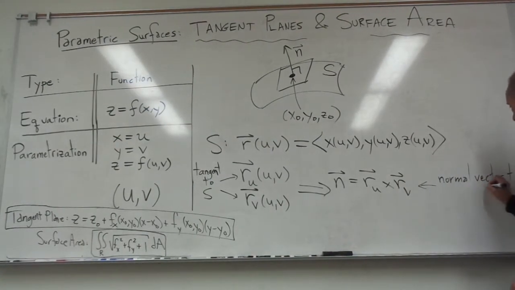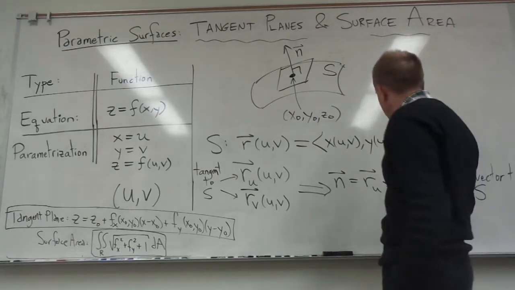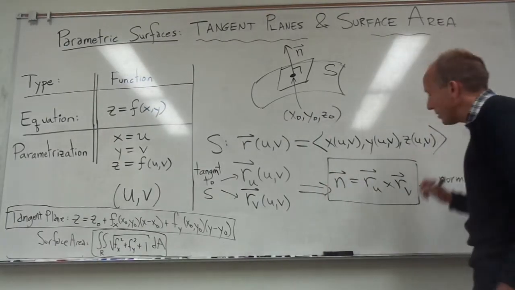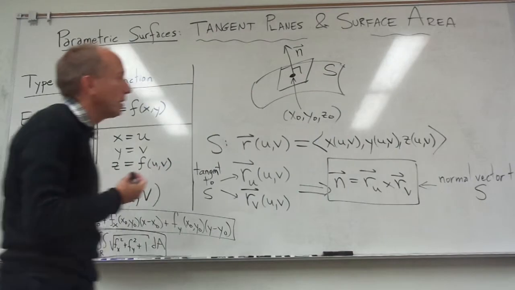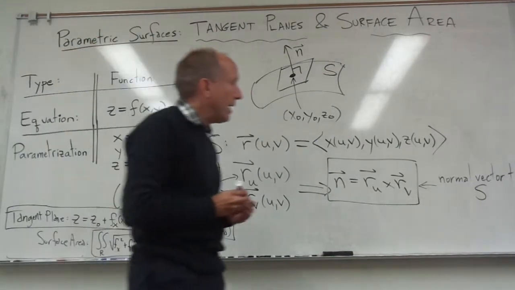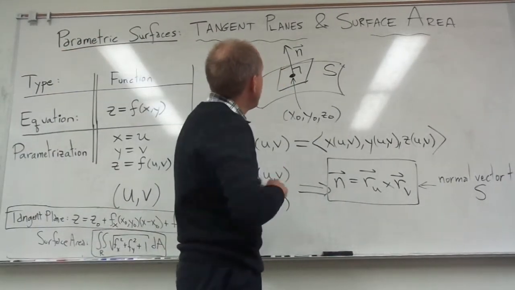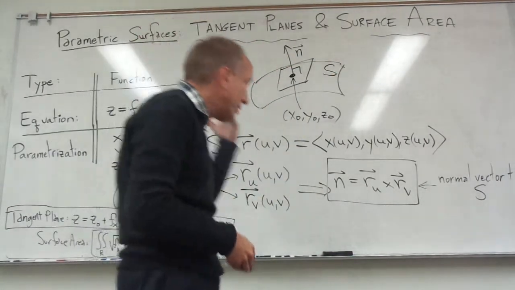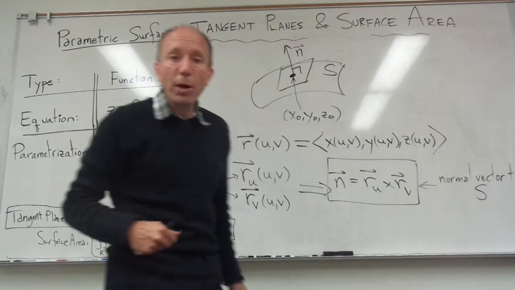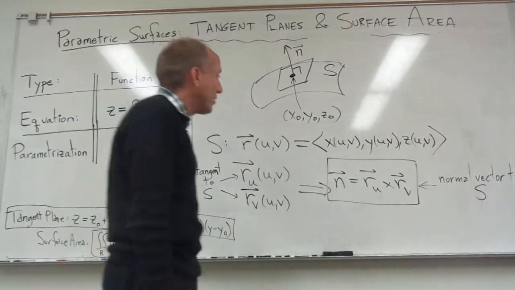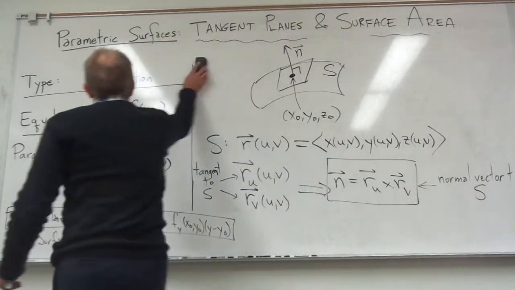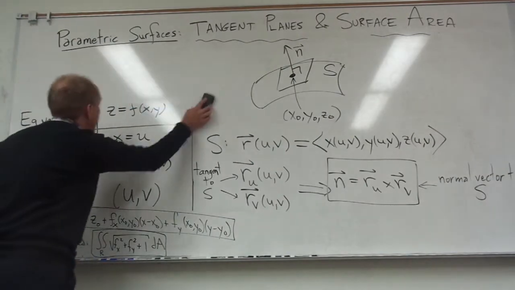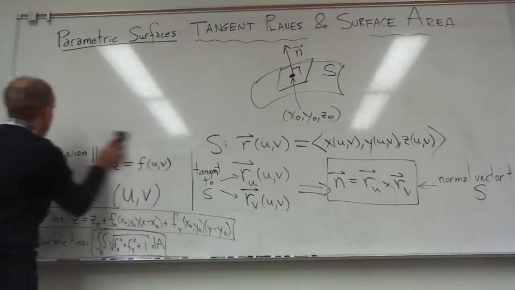This is the big takeaway from this part of the lecture: a normal vector to your parametric surface S is simply the cross product of the partials of the position vector. Okay, so that's actually pretty simple, and it's not that hard to remember.